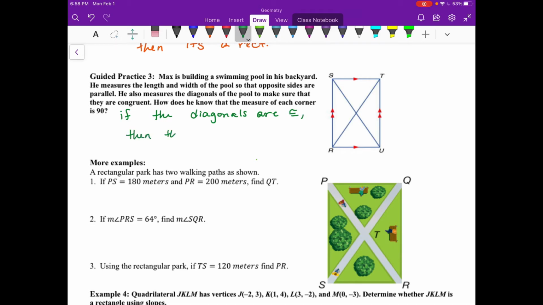then the shape is a rectangle. I'm going to abbreviate. Then the shape is a rectangle. And rectangles have right angles. Basically, if it's a rectangle, then it's got to have right angles. So, of course, the corners are going to be 90 degrees. Okay.